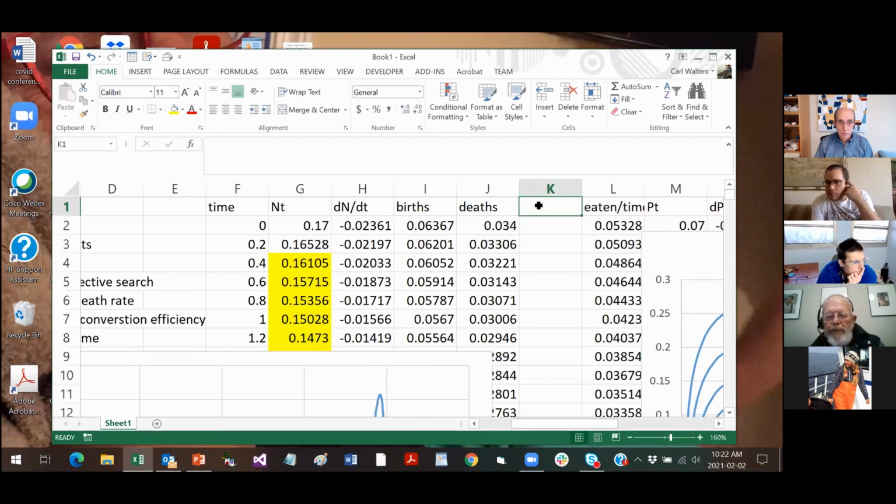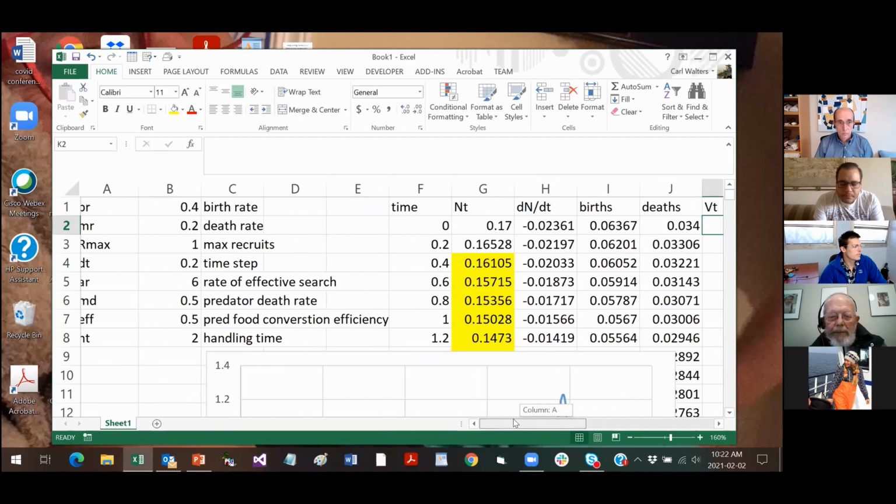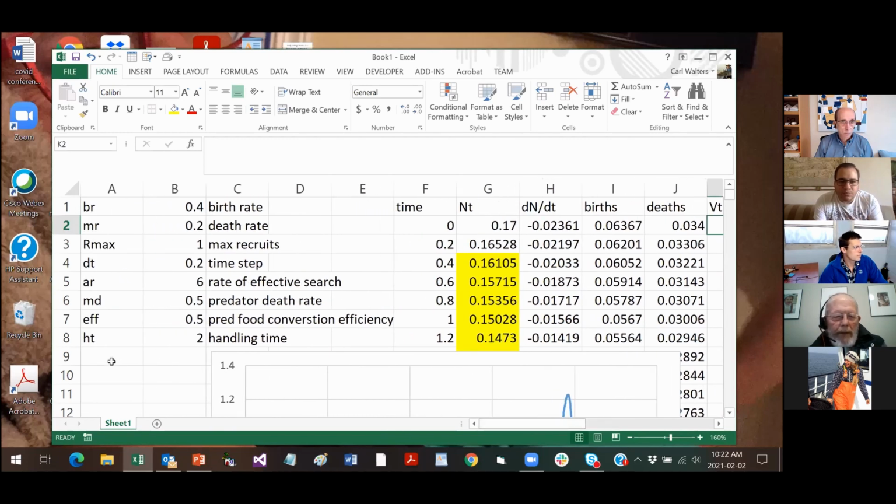And I'm going to call it VT. And VT is going to be the vulnerable number of prey at any time. Now, I told you last week that the basic foraging arena equation makes a specific prediction about how VT is related to abundance of the prey and predators. And to do that, I need two new parameters, V1 and V2.